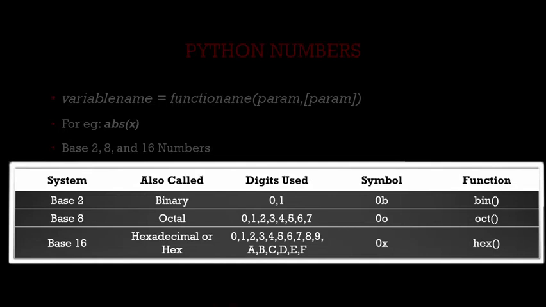And we have base 16, which is widely used. That is hexadecimal, or hex. Here we will have numbers from 0 to 9 followed by A to F, so these are the 6 alphabets you are using. It is not case sensitive, so you can use small or big alphabets. But here you will represent it with 0x for hex. Again, conversion can be done using the hex command.